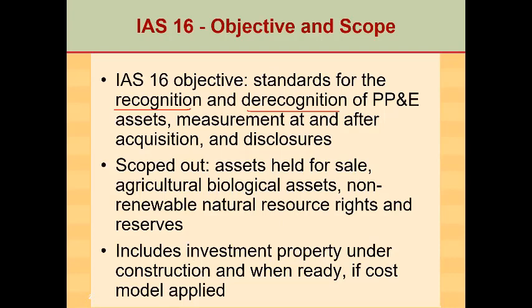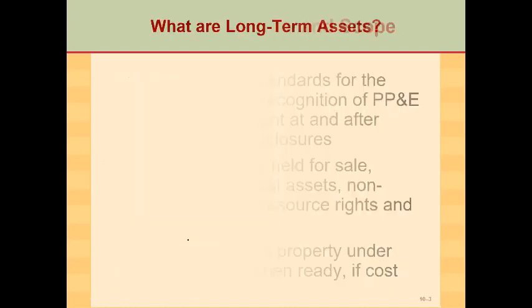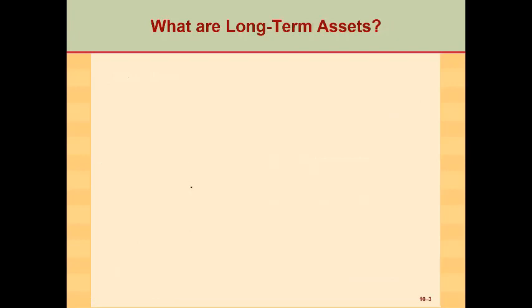If you are doing a construction for one of your assets, this will be accounted for under IAS 16, which is property, plant, and equipment. Very good. In order to understand what we mean by PPE, property, plant, and equipment, we have to define what are long-term assets.